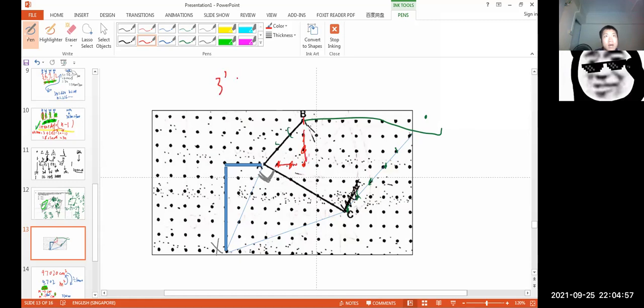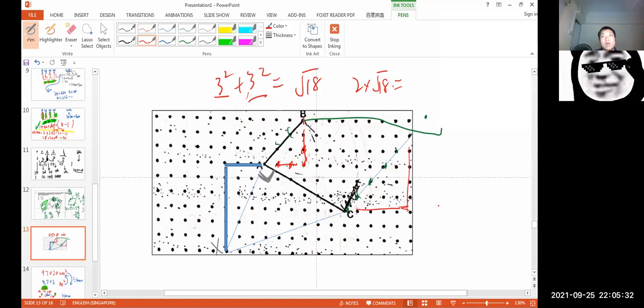So 3 squared plus 3 squared is the length, so it's 9 plus 9, so square root 18. You want to double this square root 18, so you need to have 2 times square root 18. You need 2 times the square root 18.